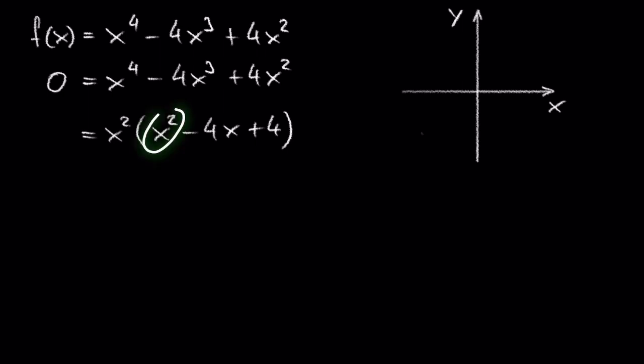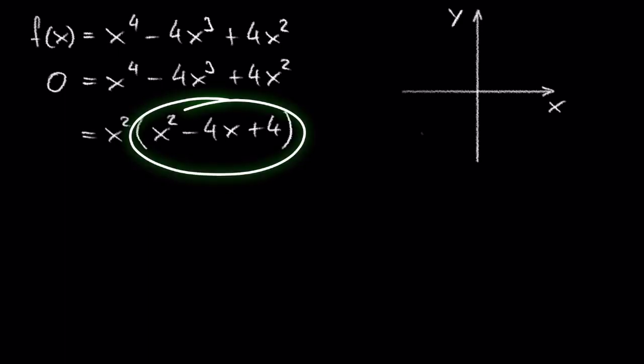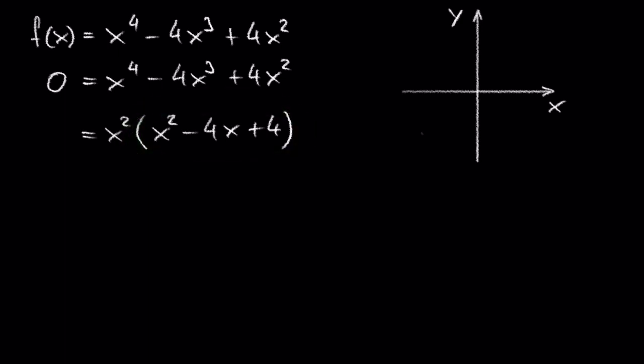We see that x squared is a squared term, 4 is a squared term, and negative 4x is negative 2 times x times 2. So we can write x squared minus 4x plus 4 as (x minus 2) squared.